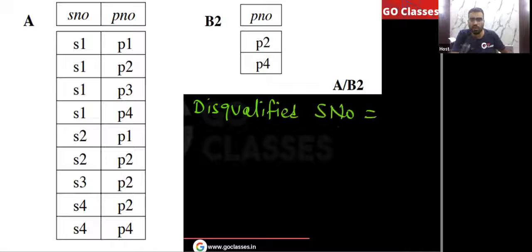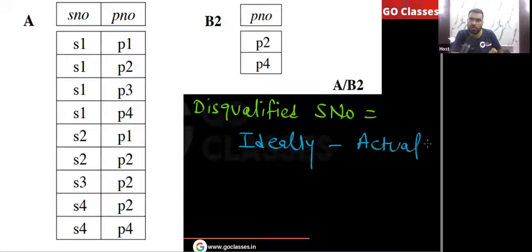So how to find disqualified S numbers? That will be the ideal minus actual. Now, what do I mean by ideal? See, ideally, what should happen? That S number should pair with every B2 value. Yes or no? Ideal will be that S numbers pair with every B2 value.